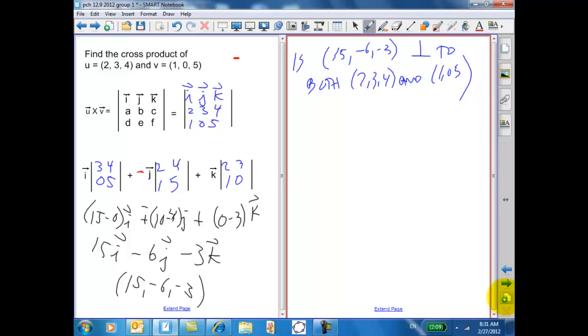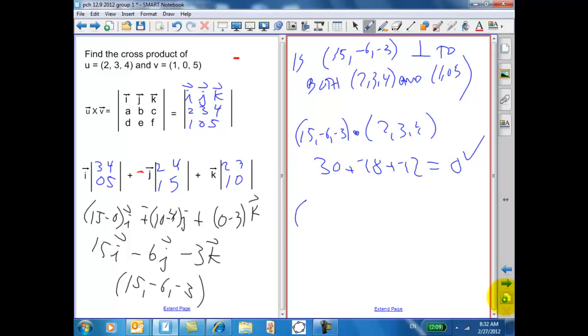Yes. From that negative that Joy brought up. The determinant is 10, but you have to multiply J by a negative 1 because it's in that negative position. It works out. And then it equals 0. Okay. 15, negative 6, negative 3, dot 2, 3, 4. Then we get 30, and negative 18, and negative 12, 0, check. 15, negative 6, negative 3, dot 1, 0, 5. 15, 0, negative 15, equals 0, check. It is perpendicular to both. Okay?